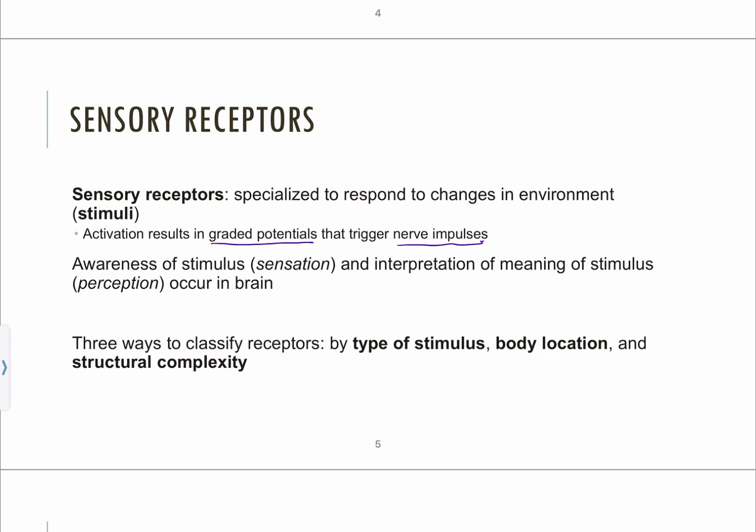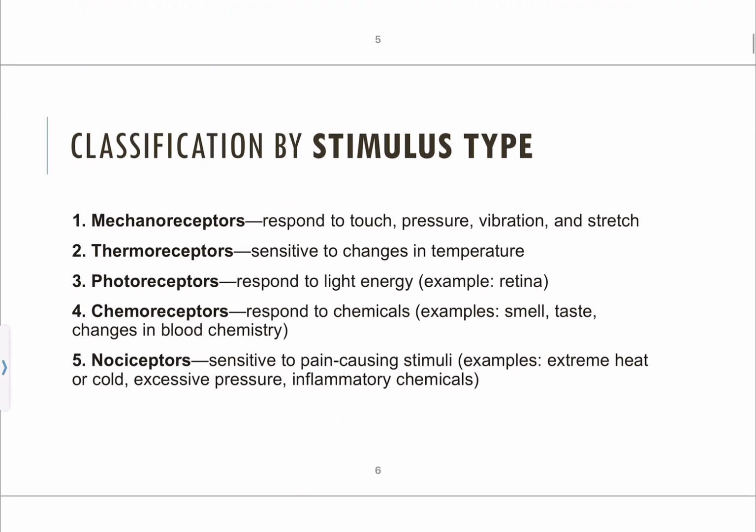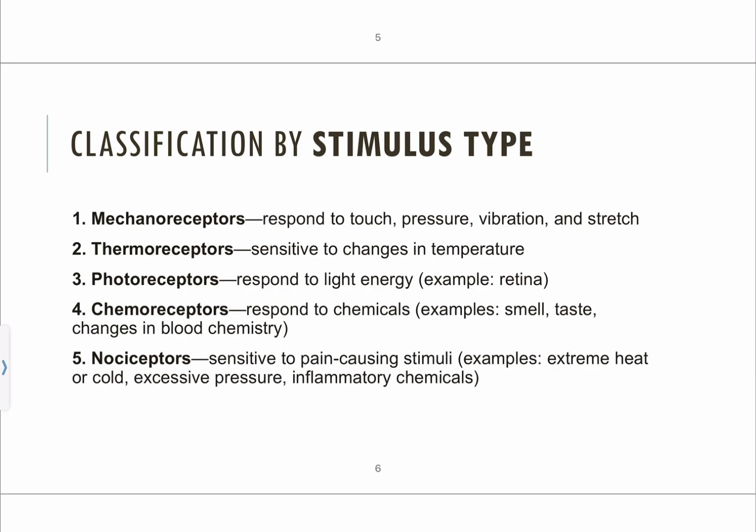So all of these receptors that we have can be grouped into 3 different classifications. One is based on the type of stimulus. The other is based on the location. And the last one is based on the complexity of the receptor itself. So the first classification is by stimulus type. Yes, you need to know these different types of receptors and what they respond to.